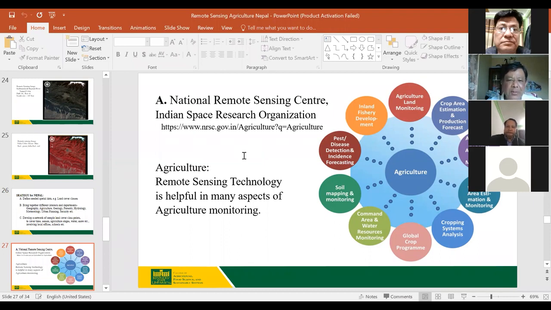One typical example would be the Indian Space Research Organization. What they have done: agriculture, inland fishery, pest and disease, soil mapping, water resource monitoring, and so on, a bunch of them, they put them together. Of course, the main focus is agriculture. And so the uses and the kind of interest data from all this information, they put together to help agriculture. So we also have to develop this kind of program.